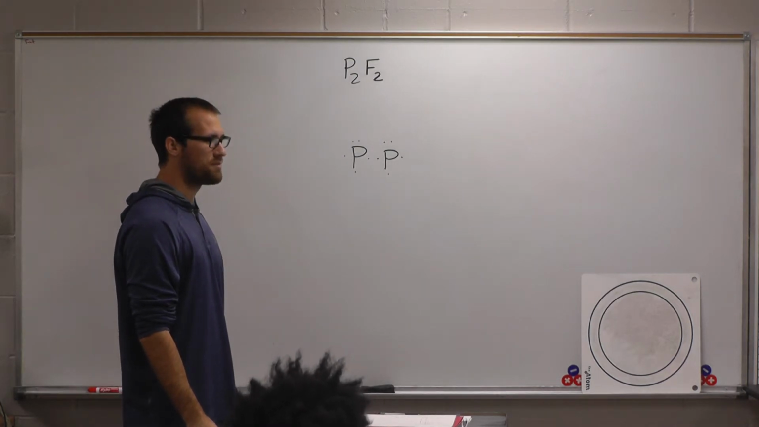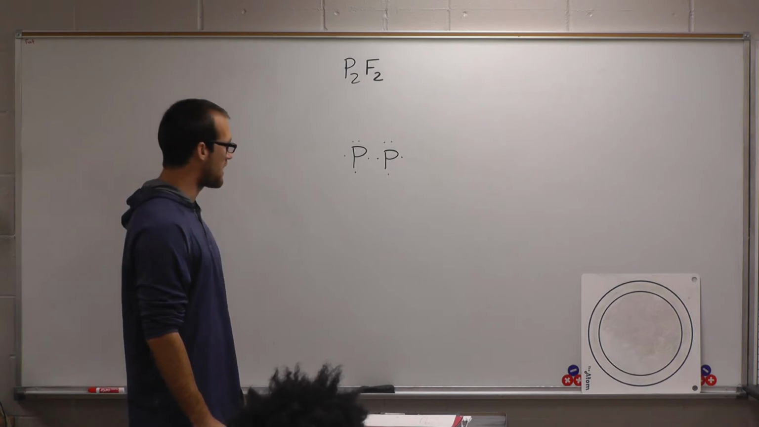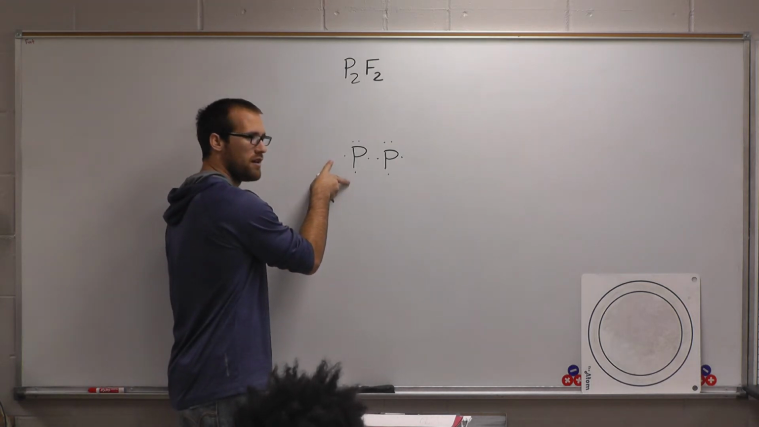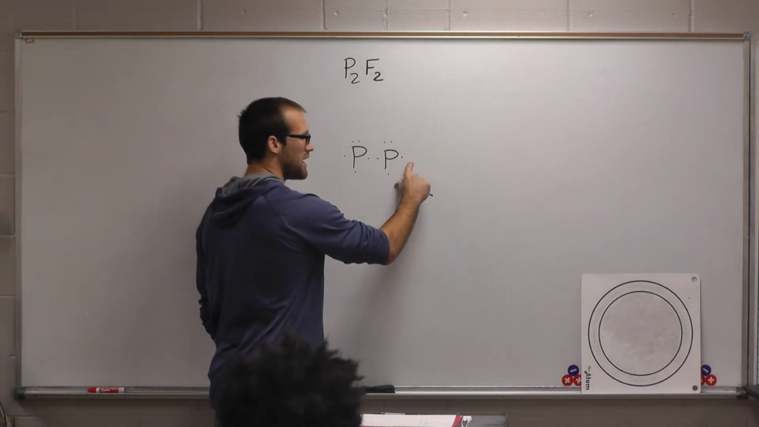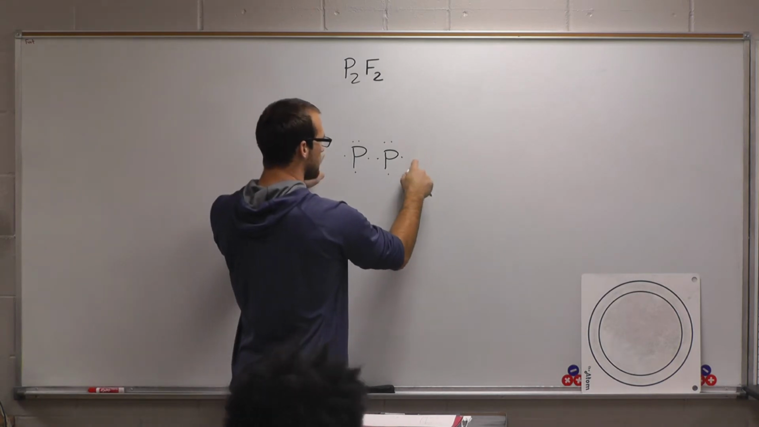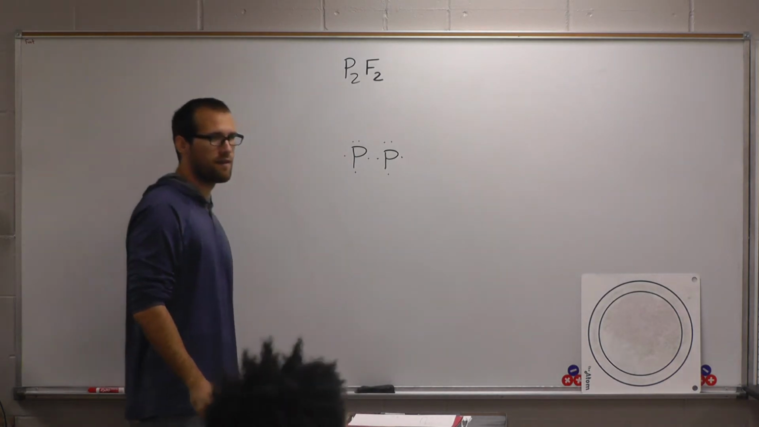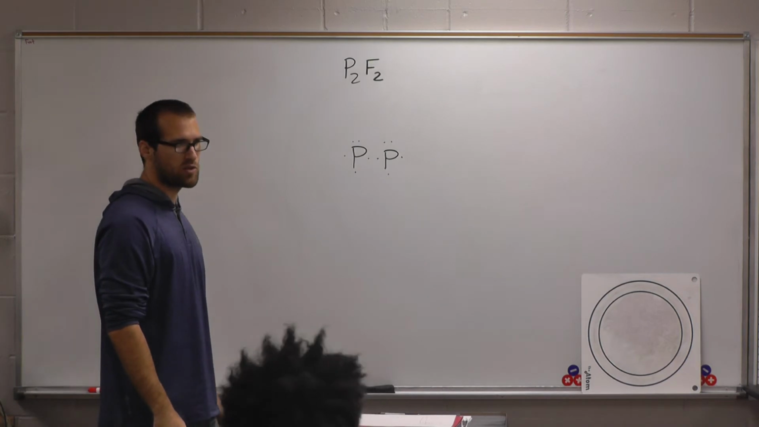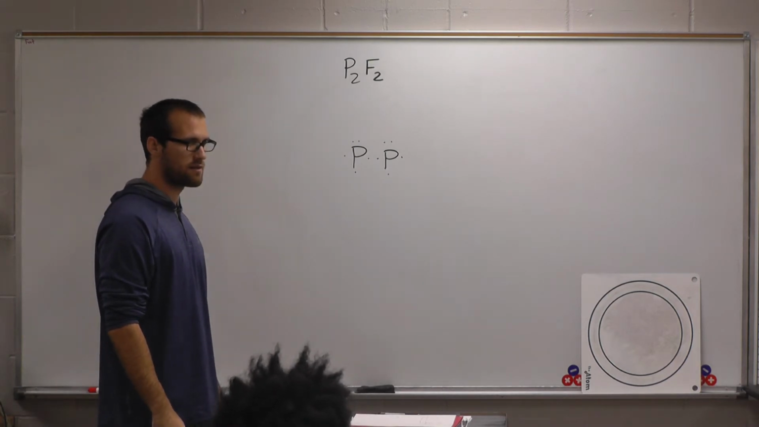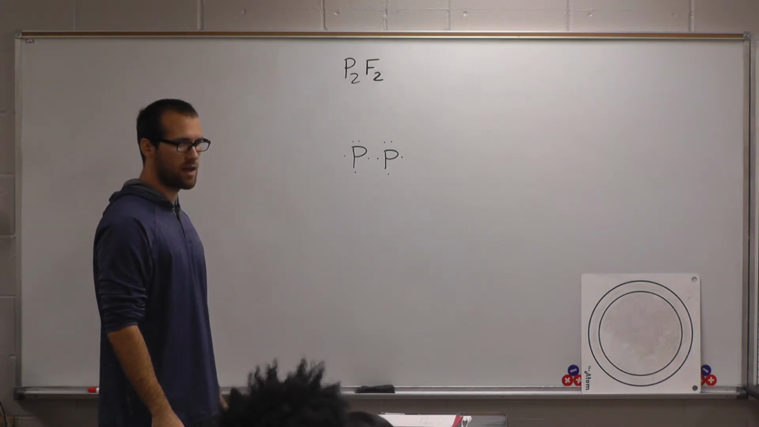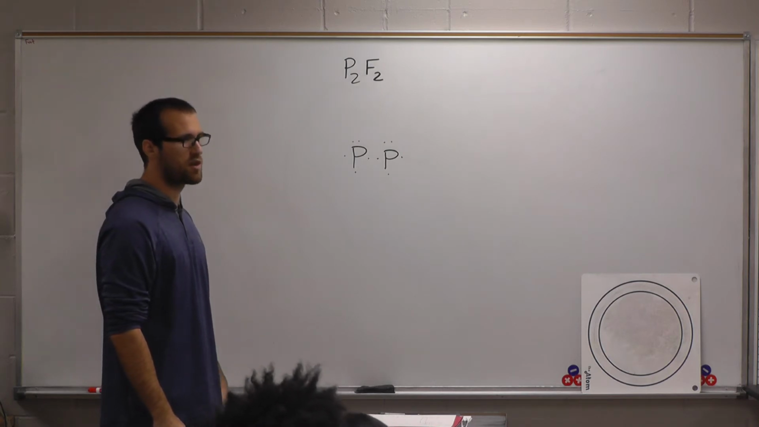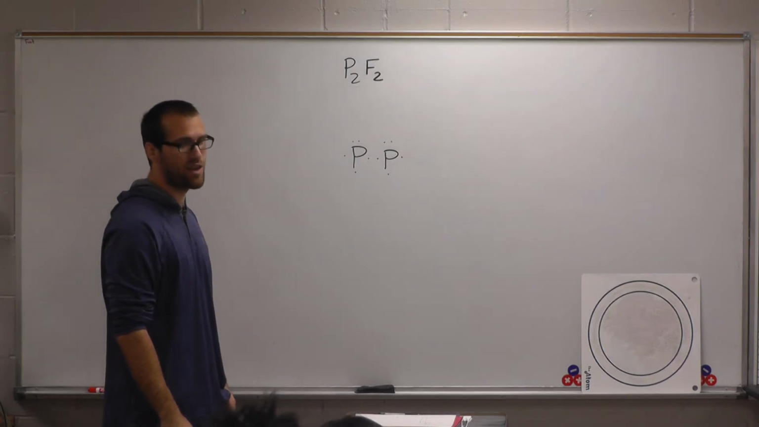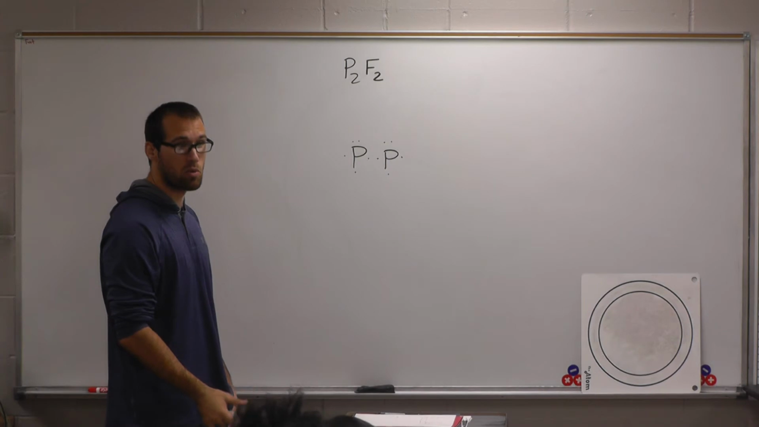Then I have a decision to make. I've got two fluorines, correct? I can put the two fluorines here. I can put the two fluorines here. Or I can put the two fluorines here. We have to figure out which one is the best way to do it. Okay, I'm going to tell you which one's the correct way to do it, but then I want to show you why the other way is not okay, why it won't work.